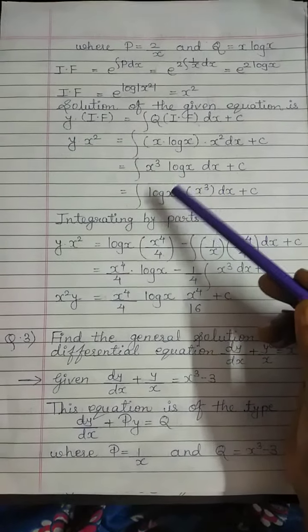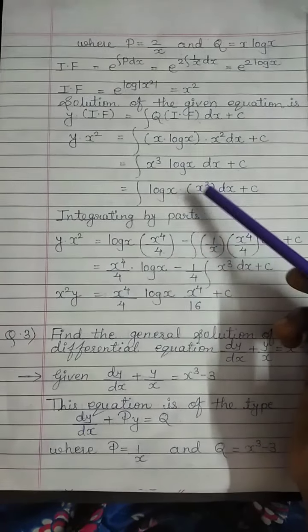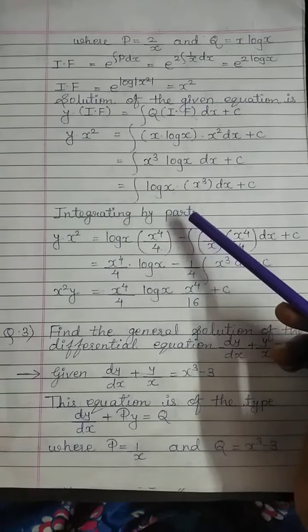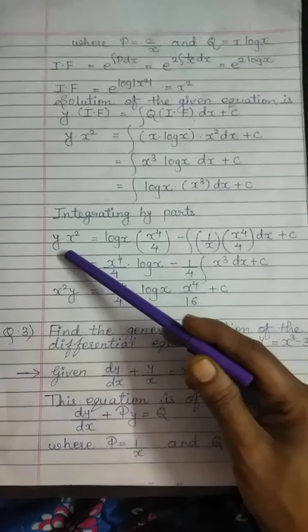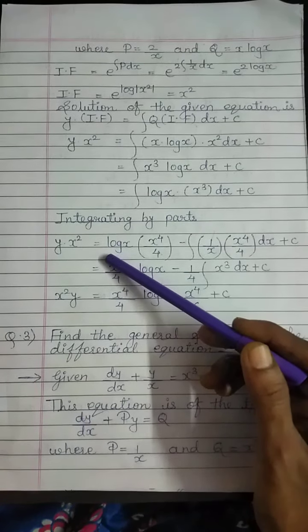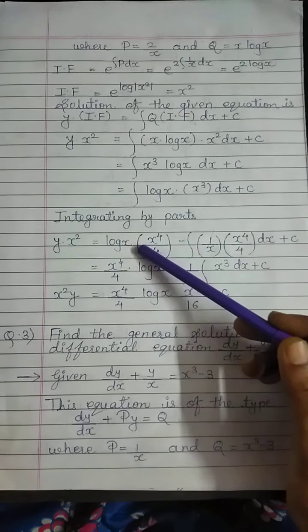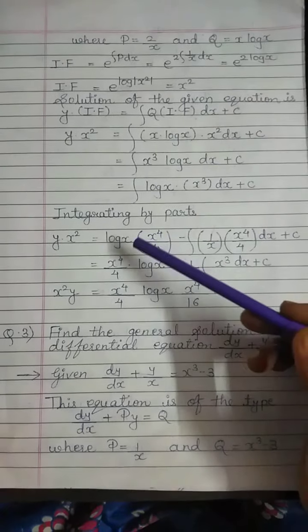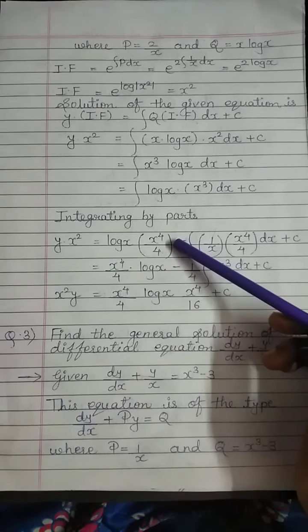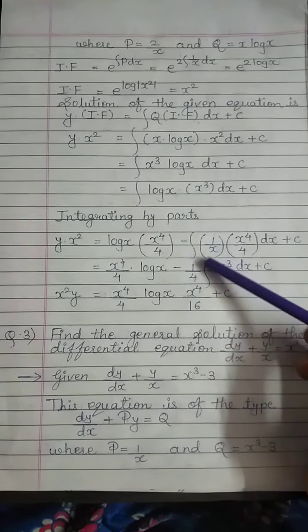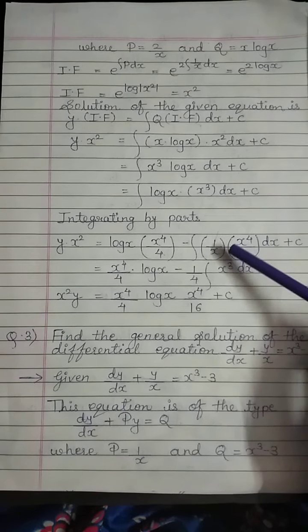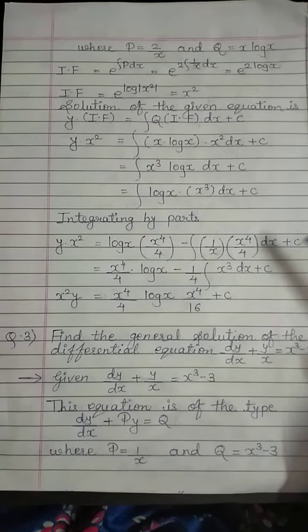So the log term we will write first and the x cube term we will write next. By using integration by parts, here we will get y into x square is equal to log x into... We know the u into v rule of integration, that is u integration of v dx minus integration of v dx into derivative of u into dx plus c.